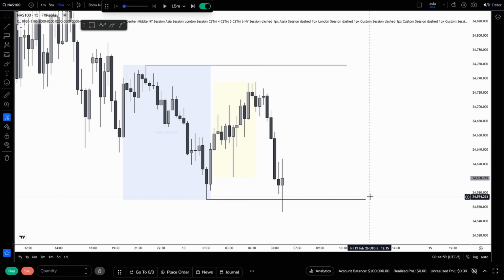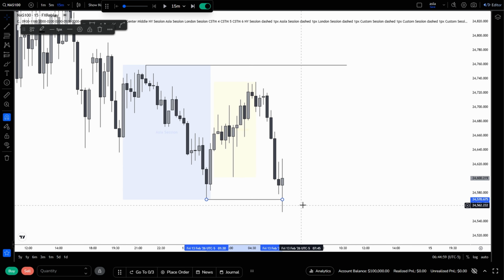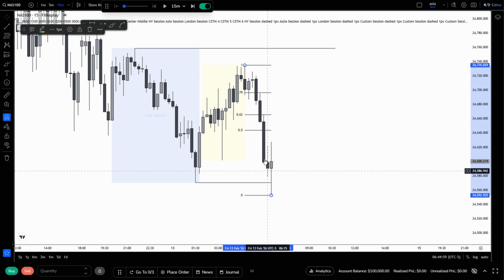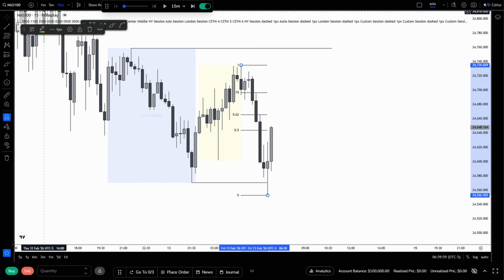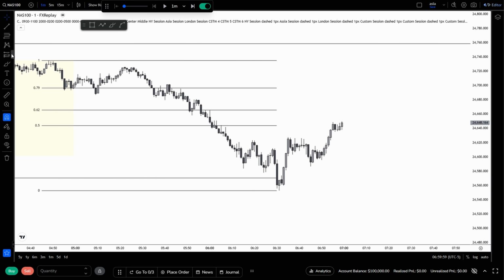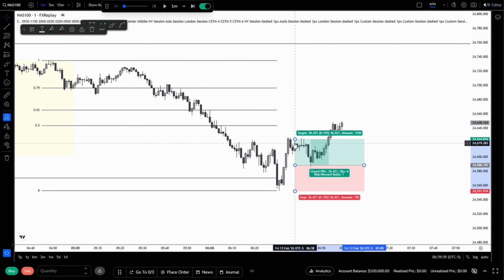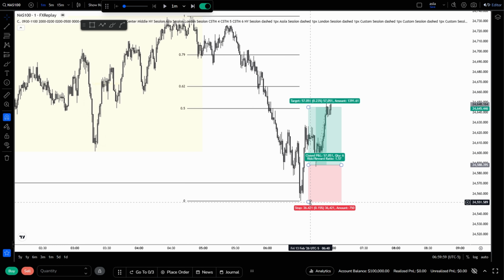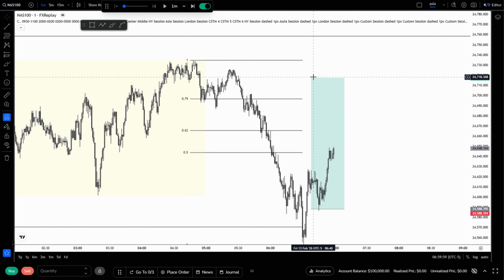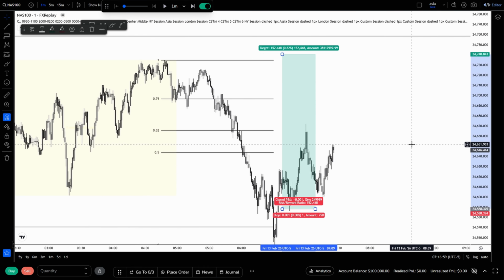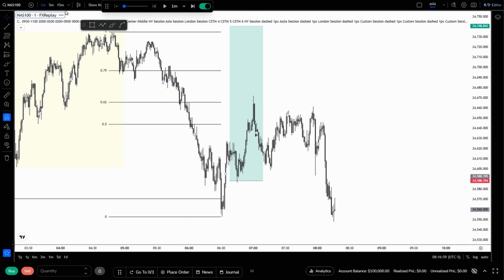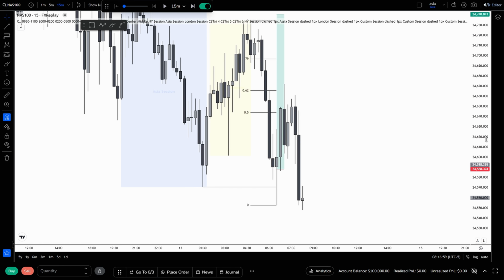Now, based on the seek and destroy profile, what should we expect after a sweep? We're expecting price to retrace back into the range, at least to equilibrium, which is the 50% level of the defined range. So we mark out the range and draw equilibrium. Does price retrace back to the midpoint? Yes, it does. Now, does price continue strongly higher from there? Not immediately, but that's not the objective. The objective on a seek and destroy day is to trade back into the range and secure that 50% retracement.